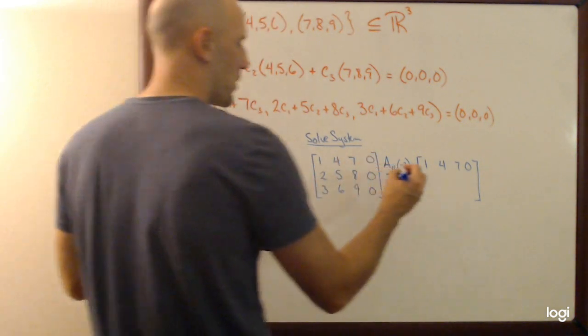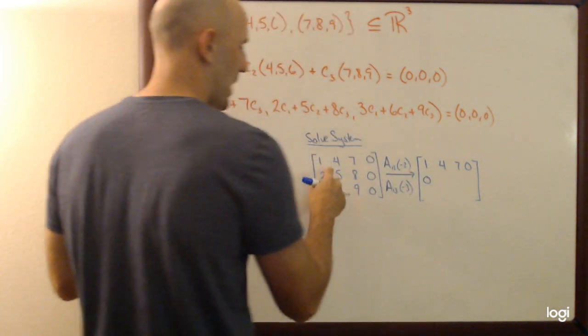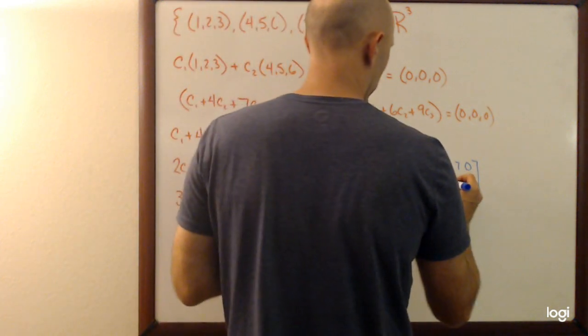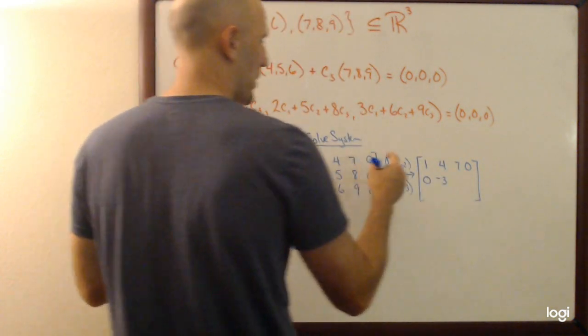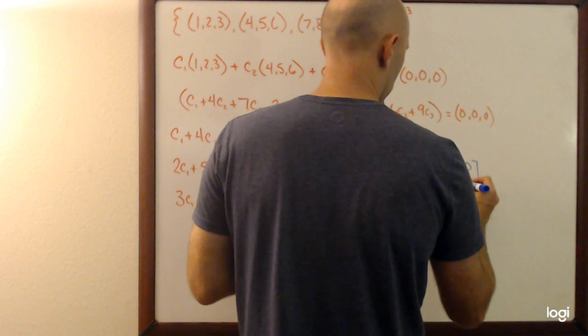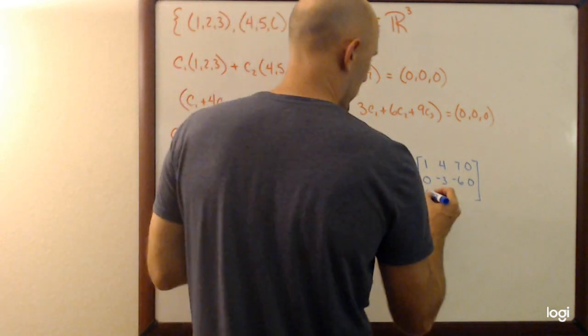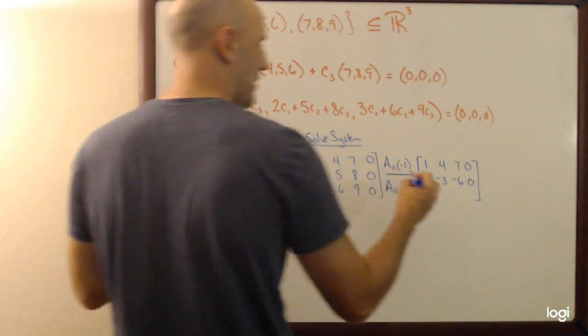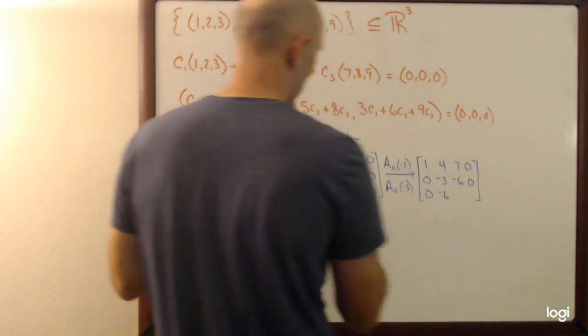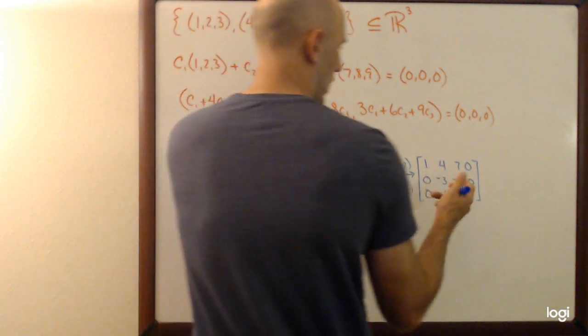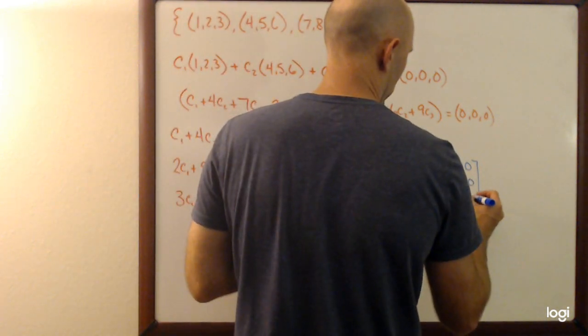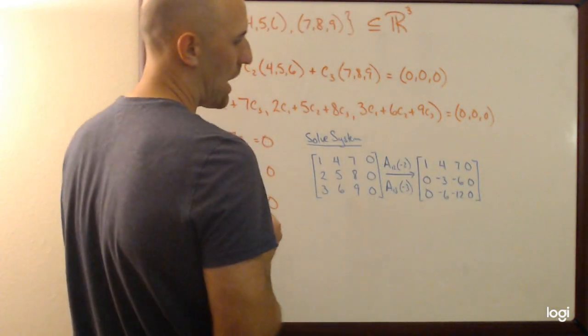1 times negative 2 plus 2 is 0. 4 times negative 2 is negative 8 plus 5 is negative 3. 7 times negative 2 is negative 14 plus 8 is negative 6. That's still 0. 1 times negative 3 plus 3 is 0. 4 times negative 3 is negative 12 plus 6 is negative 6. 7 times negative 3 is negative 21 plus 9 is negative 12. Okay. I can pivot here.